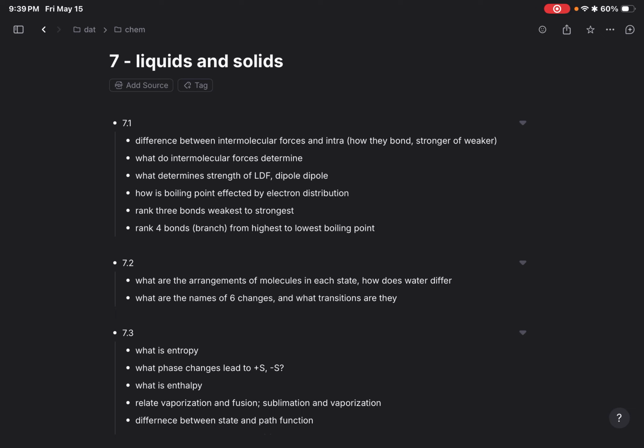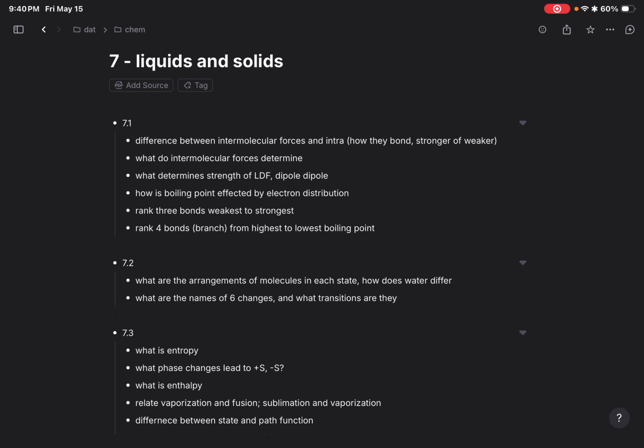So what do intermolecular forces determine? They determine the physical properties such as melting or boiling points. What determines the strength of the LDF is the size of the electron cloud. It's the size of the molecule, the molar mass of it. If you have a larger molecule, larger mass, then you're going to have stronger LDF. Dipole-dipole. So yeah, what determines LDF? Size, electron cloud. Dipole-dipole is determined by the polarity.